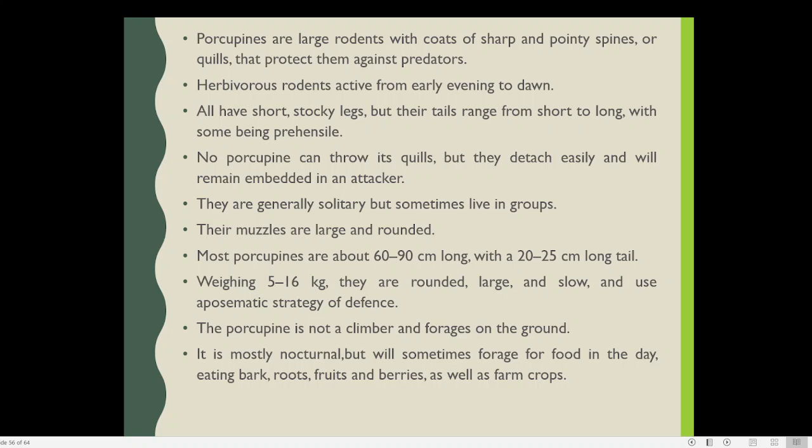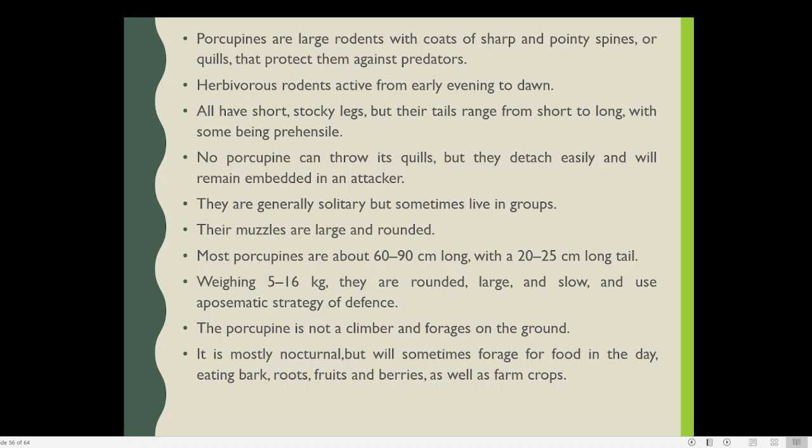It is mostly a nocturnal animal. You know what is a nocturnal animal? An animal which is mostly active during night time is known as a nocturnal animal, but will sometimes forage for food in the day. Forage means feed. They look for food. That activity, looking for food, is known as foraging.